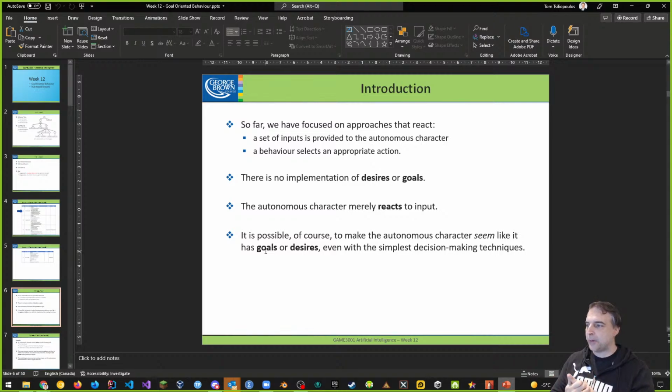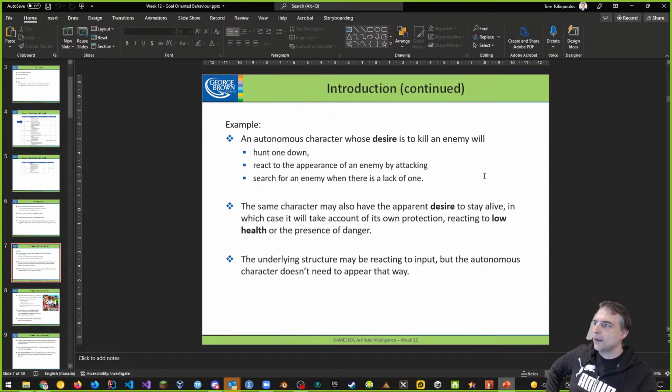Okay, and it's possible, of course, to make the autonomous character seem like it has desires and goals. Let's talk about this. So again, when I say seem, a lot of times what we want to do is create a simulation of what the autonomous character is going to do if it were in a situation where its goals or motives were challenged. Okay, let's talk about them. So here's an example. An autonomous character whose desire it is to kill an enemy will, as an example, react to the appearance of an enemy by attacking, and search for an enemy where there is a lack of one, patrol, okay, or do a search.